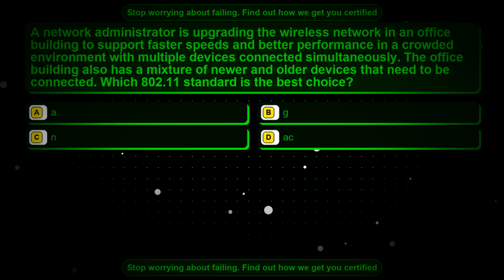Question 4. A network administrator is upgrading the wireless network in an office building to support faster speeds and better performance in a crowded environment with multiple devices connected simultaneously. The office building also has a mixture of newer and older devices that need to be connected. Which 802.11 standard is the best choice? Option A, B. Option B, G. Option C, N. Option D, AC.